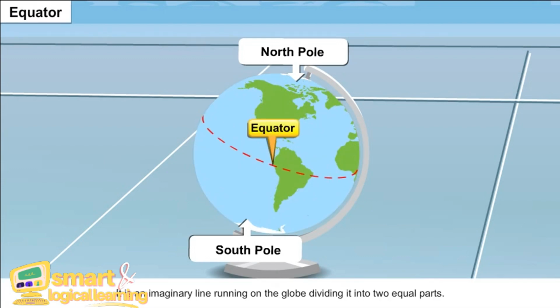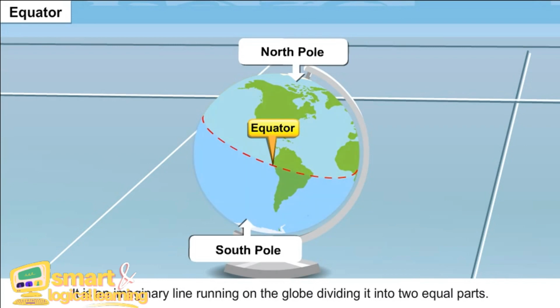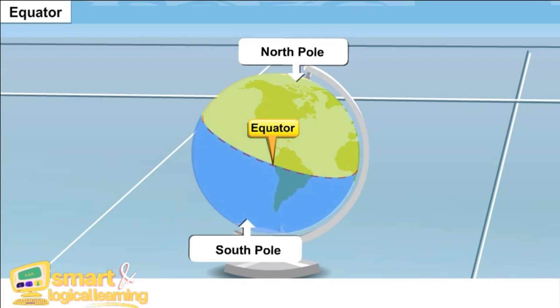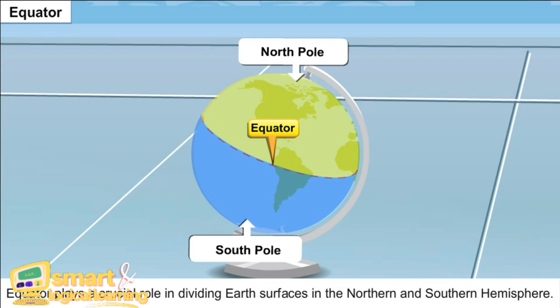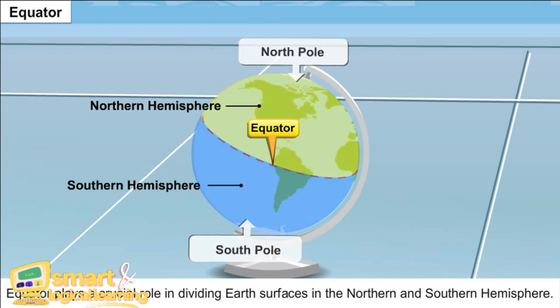Equator. It is an imaginary line running on the globe, dividing it into 2 equal parts. Equator plays a crucial role in dividing Earth's surfaces in the northern and southern hemisphere. It works as a reference point to locate different places on the Earth.